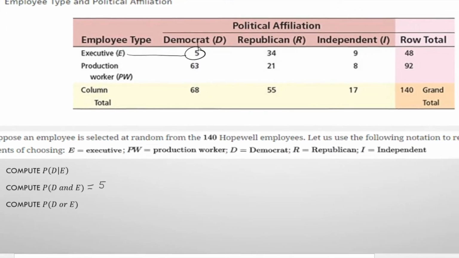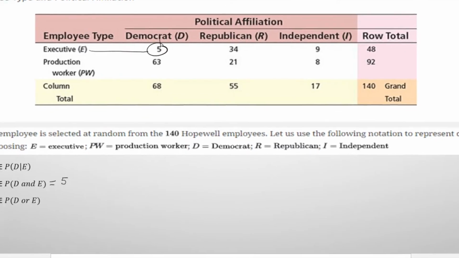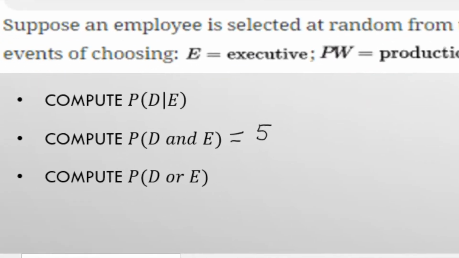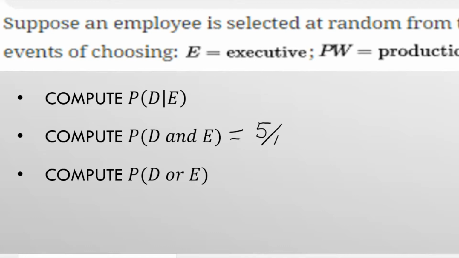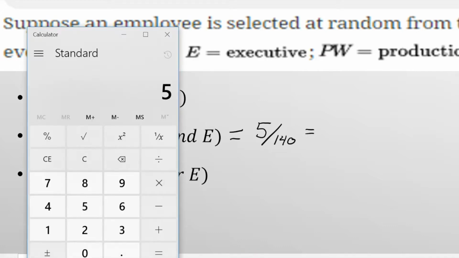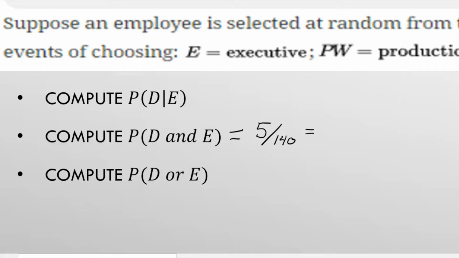And then the total amount involved in the study is 140. So the probability that a randomly selected employee is both an executive and a Democrat is 5 divided by 140. So 5 divided by 140 is 0.0357. If I use 3 decimal places, that'd be 0.036.